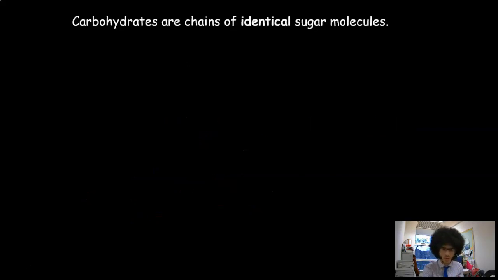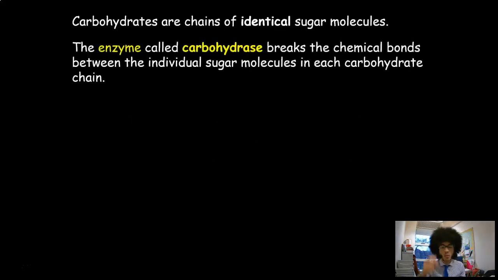So let's talk about carbohydrates first of all. Carbohydrates are basically long chains of identical sugar molecules, and what you have is carbohydrase coming in, and it breaks the chemical bonds between each individual sugar molecule, and therefore it can be dissolved in your blood.